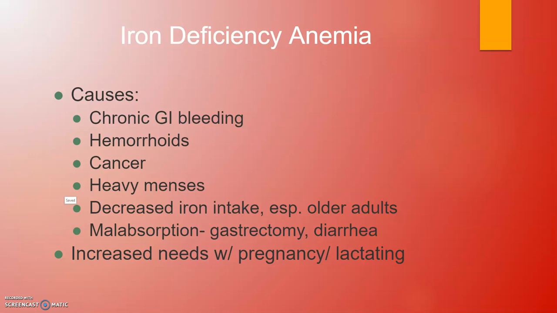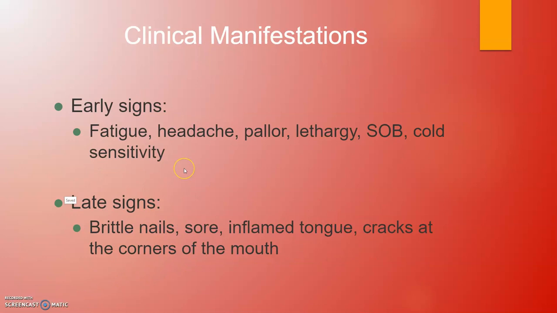You might see that in older people or people who aren't consuming enough food, like alcoholics, for example. And then also during pregnancy, the need for iron increases, and when you're lactating as well. So you may not have any symptoms with this at all, but if you do see symptoms early on, there will be some fatigue, headaches, they may be pale, lethargic, cold intolerant. Late signs, if this continues without treatment, would be brittle nails, a sore, inflamed tongue, which is called glossitis, and cracks at the corner of the mouth, which is called cheilosis.